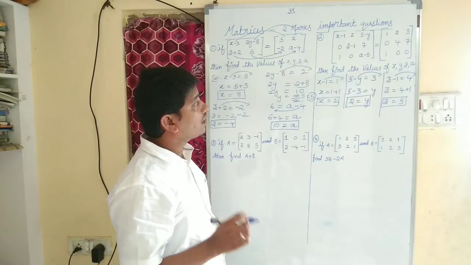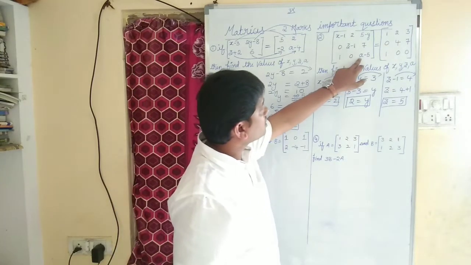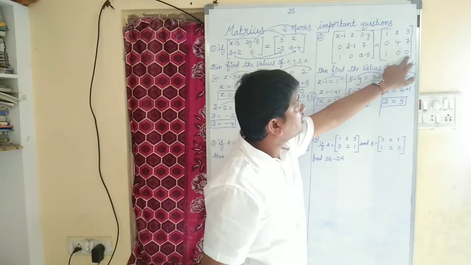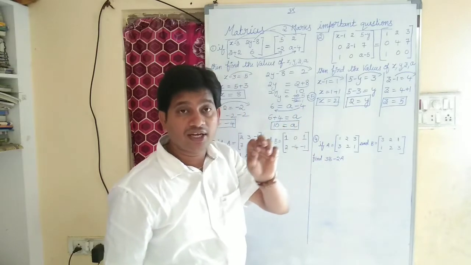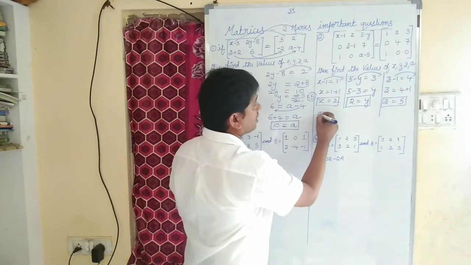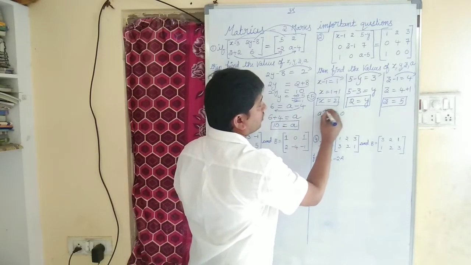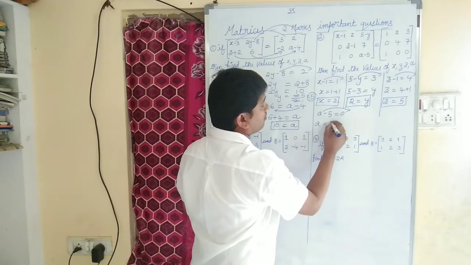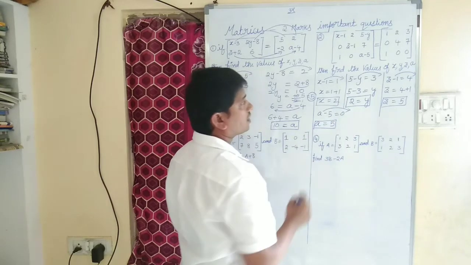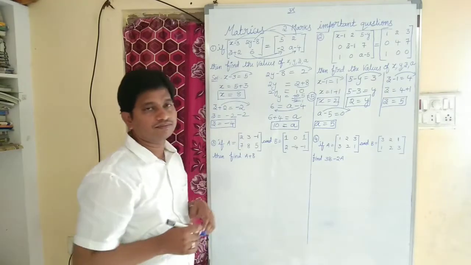Now coming to a value, here the corresponding element of a minus 5 is 0. We need to equate their corresponding elements, right? So a minus 5 equal to 0. If you transpose minus 5, it will become plus 5. So what is the value of a, children? A value is 5. Okay.